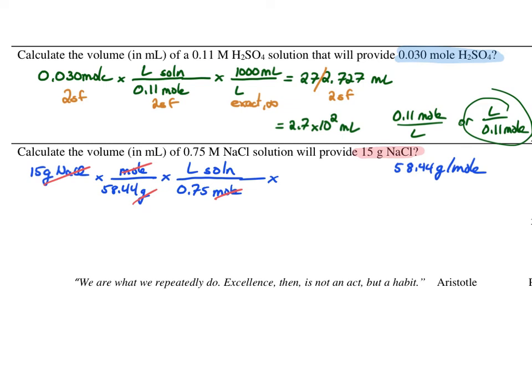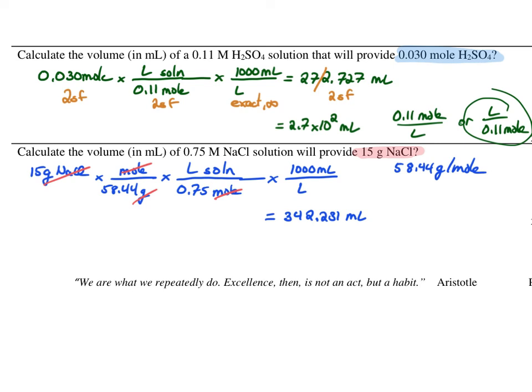Lastly, we need to convert to milliliters. It's asked for the answer in milliliters. So remember that a liter is equivalent to 1,000 milliliters. Okay, we do all of this math. We end up with 342.231 milliliters. Now sig figs.